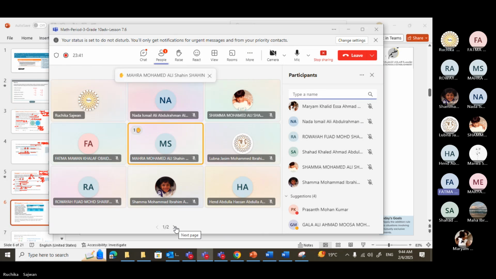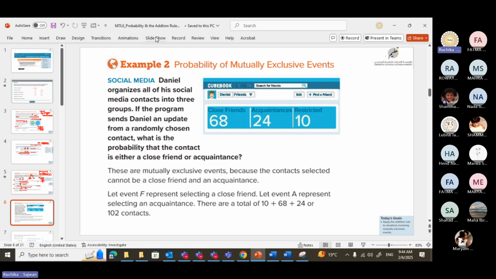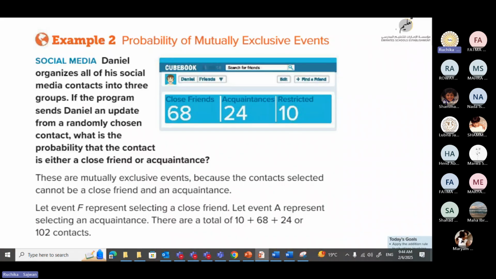Yes, I can read. Who's that? Mahara. Okay. Mahara, okay, you can start reading the slide, example 2. Everybody pay attention to the table while she's reading.